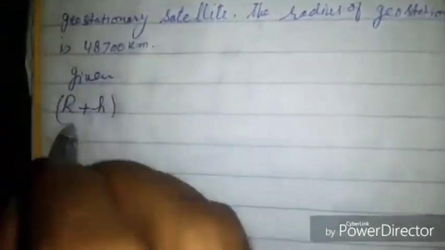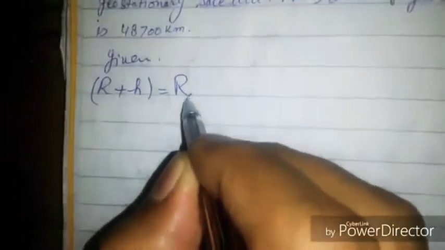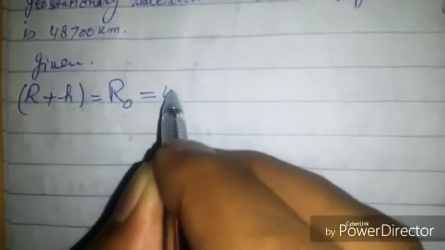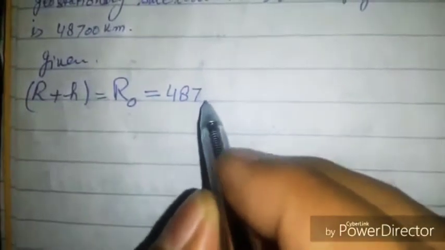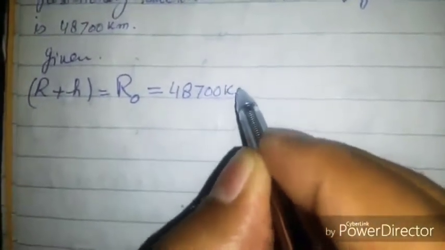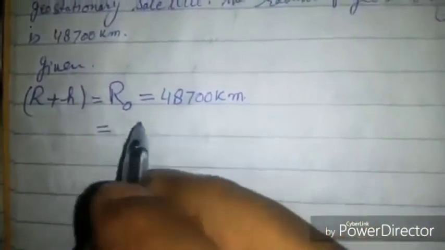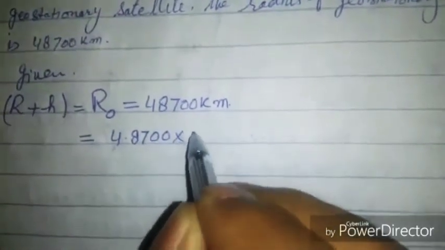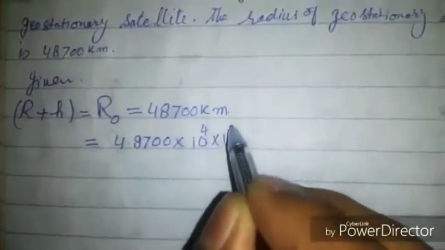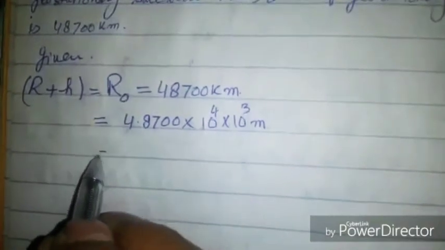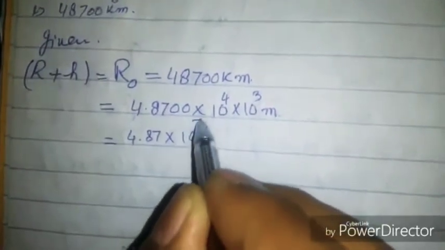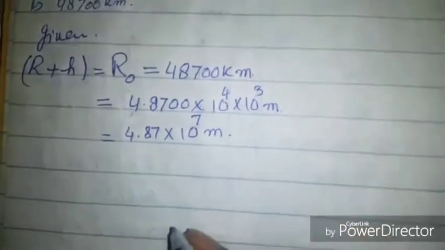Given: R plus H is equal to R naught, the radius of the geostationary satellite orbit, which is equal to 48,700 kilometer, which is equal to 4.8700 into 10 power 4 into 10 power 3 meter, which is equal to 4.87 into 10 raised to the power 7 meter.